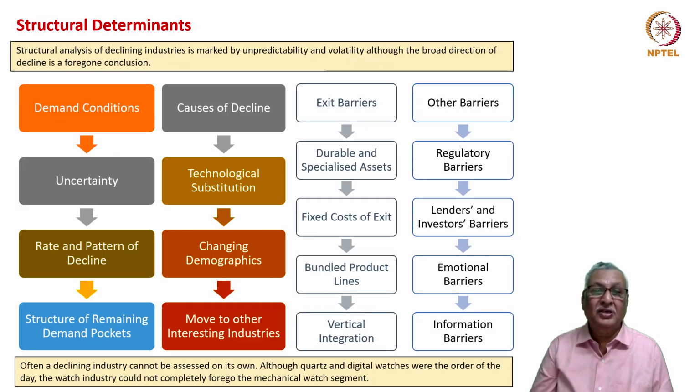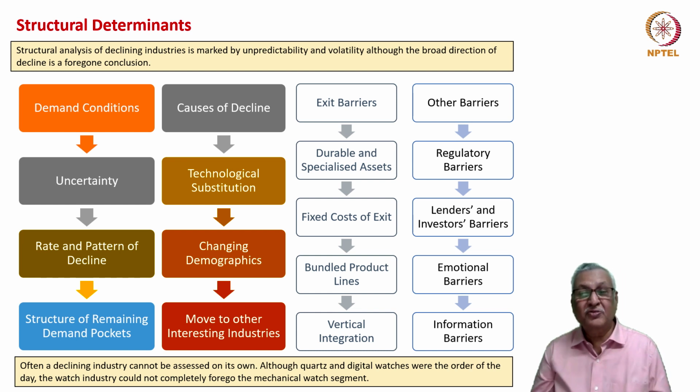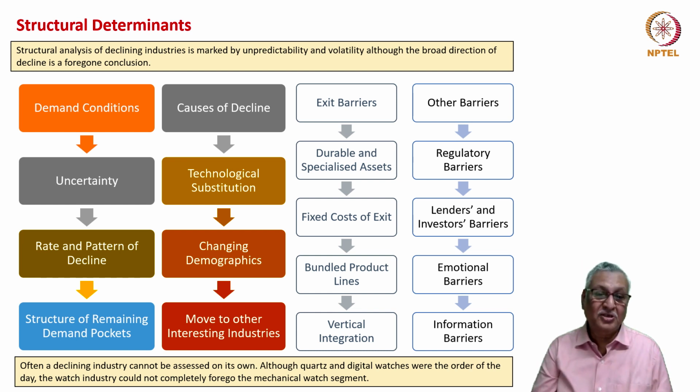Structural analysis of declining industries is marked by unpredictability and volatility. Although the broad direction of decline is a foregone conclusion, there are demand conditions such as uncertainty, rate and pattern of decline, and structure of remaining demand pockets. Even in a declining industry, there will be demand in certain pockets, but the structure of that demand pocket must be understood. Causes of decline, whether due to technological substitution, changing demographics, move to other interesting industries, have to be understood.